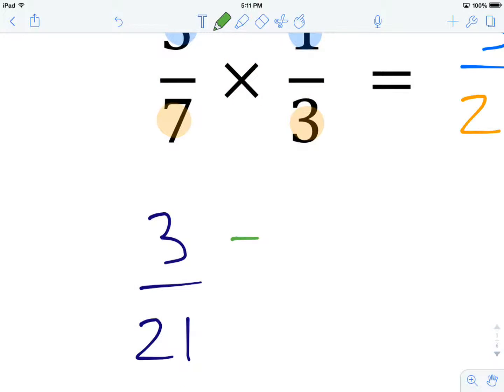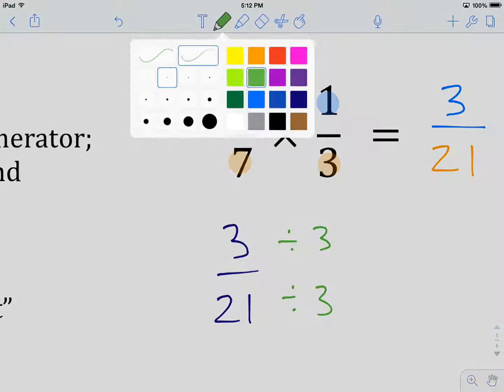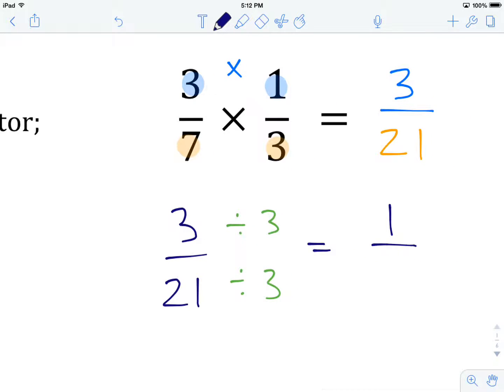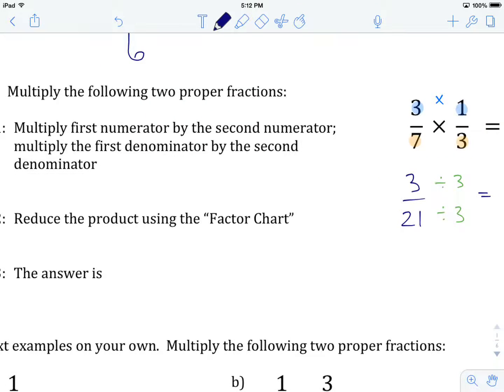We're going to divide both our numerator and our denominator by 3, and when we do that, we get 3 divided by 3 is 1, and 21 divided by 3 is 7. So the answer to 3/7 times 1/3 is 1/7.